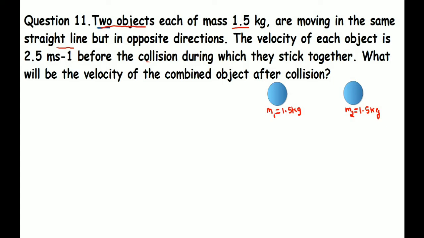So I suppose the first object is moving in this direction towards the right, and the second is moving in the opposite direction to the first, but they have the same velocity. So I am representing both as u1 and u2, both equal to 2.5 meter per second. Correct? What will be the velocity of the combined object after collision?